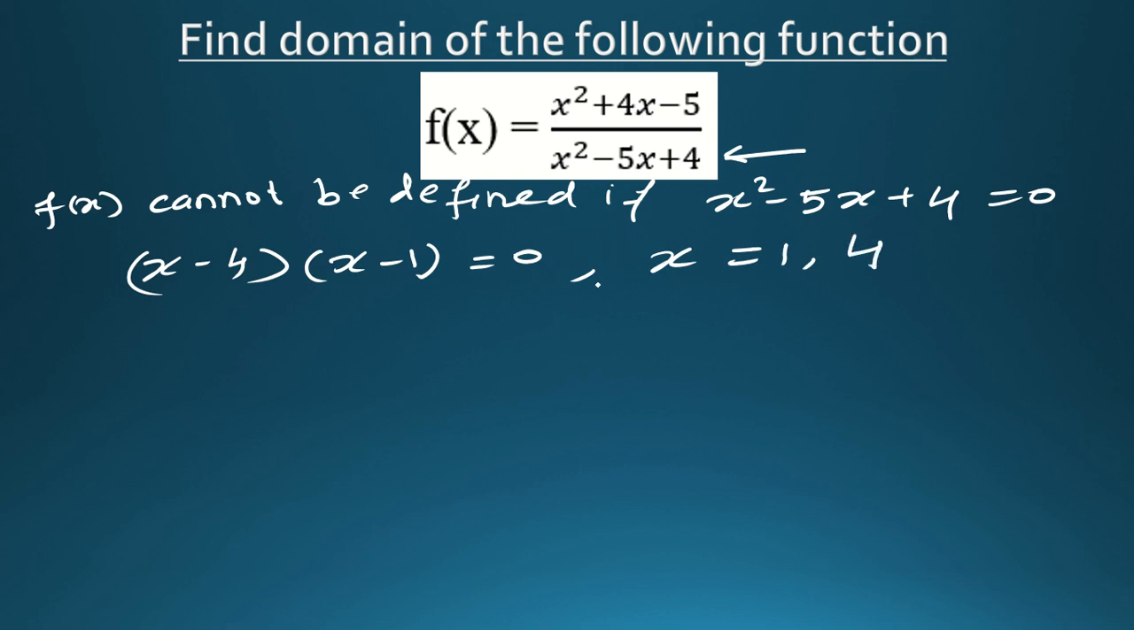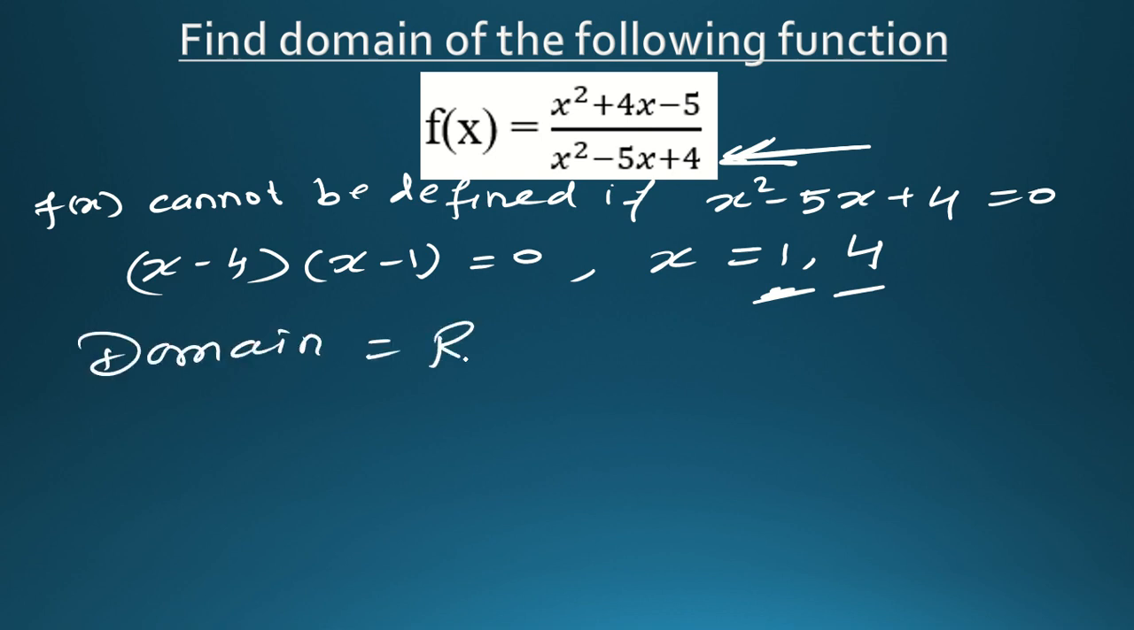Okay. And I will also suggest you to manually check by putting these values in the denominator. Just put x equal to 1, you will see that the denominator becomes 0. And again the same for x equal to 4, the denominator will become 0. So, these are the two values of x which are creating a problem. So, what will be the domain? The domain will be the set of all real numbers except these two values. So, just remove them.